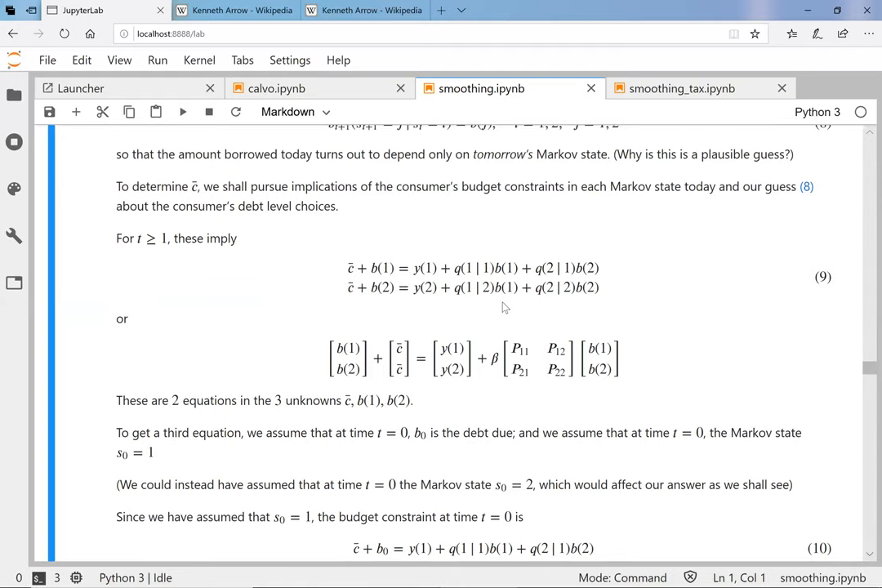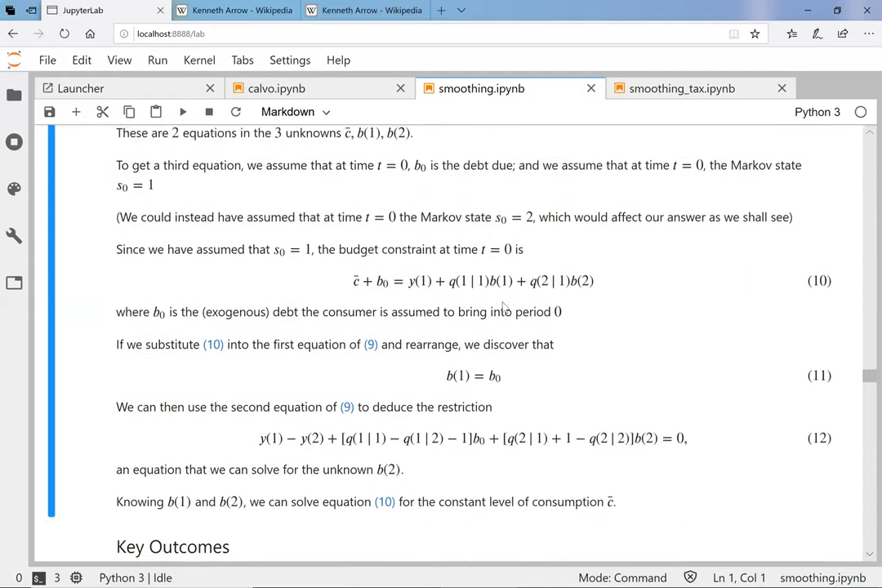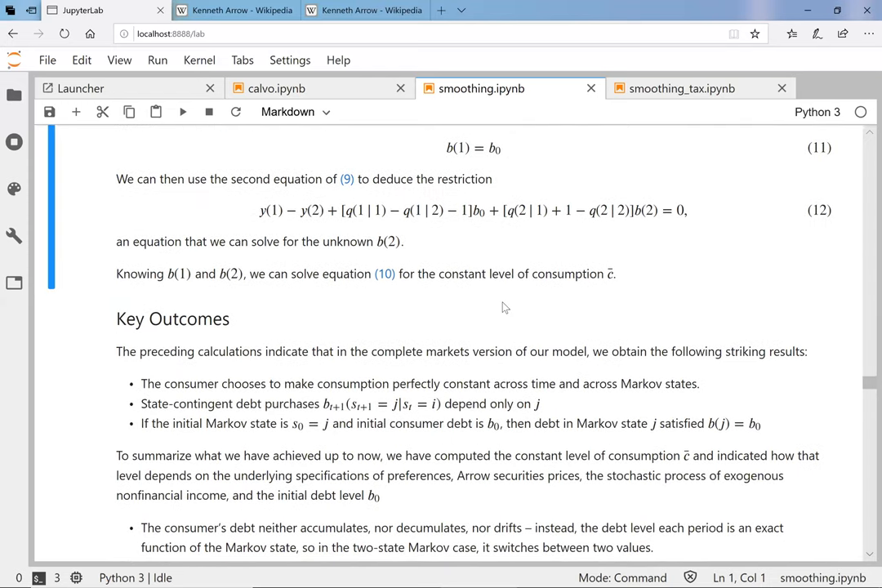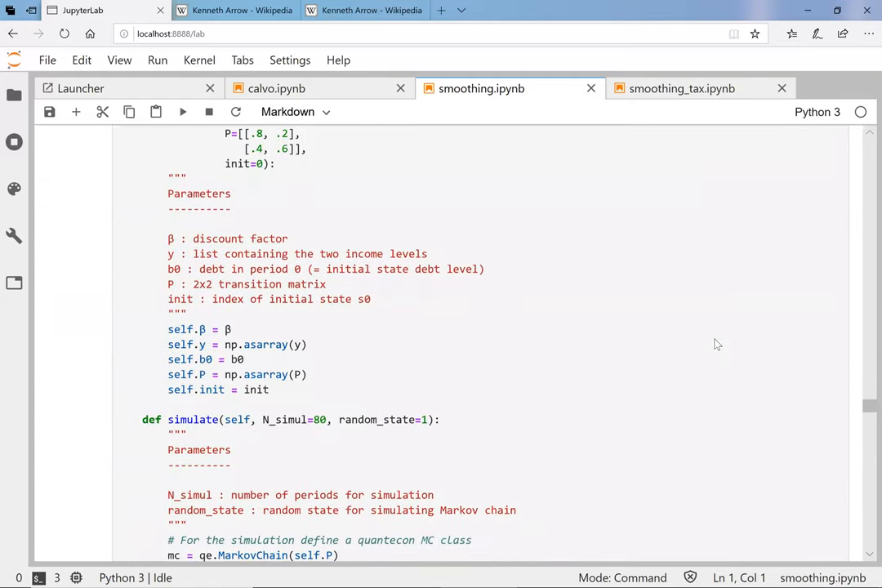Okay. So the later part of this lecture goes through and computes consumption. What the consumer does is he makes consumption perfectly constant across time and Markov states. He purchases state contingent debt that depends only on next period's state, not on today's. Why is that true? And then the final thing is, look at this. If the initial Markov state is s_j and initial debt is b_0, then b_0 just sits there in state j. I couldn't follow this in real time, but if you do the calculations, you could do it. Okay, so here's some code.